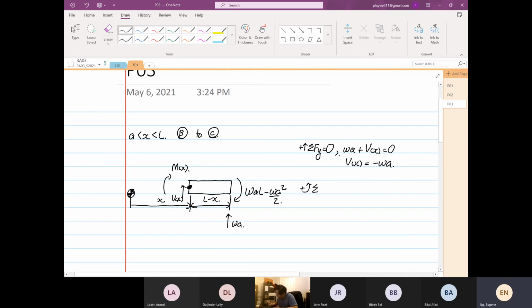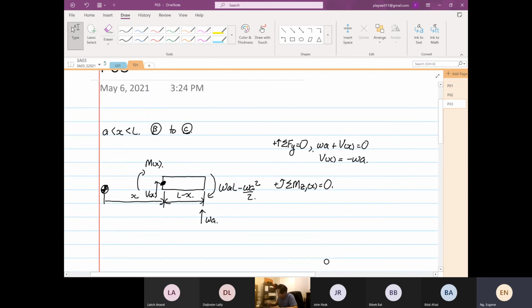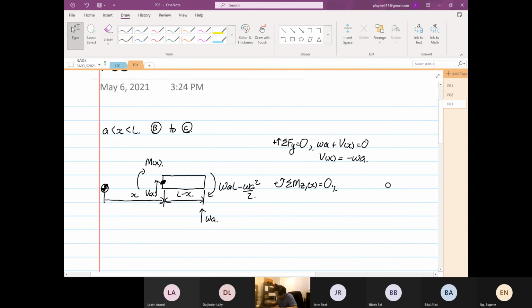So I mentioned about moment in the Z direction anywhere at point X. Okay, point X is where this dot is, right? It's our variable. So we have a moment that is going in a clockwise. So omega A L. Sorry, this was minus. I beg your pardon. Minus omega AL minus omega A squared divided by 2. Okay, let me write this out properly. Sorry. Omega AL minus omega A squared over 2.